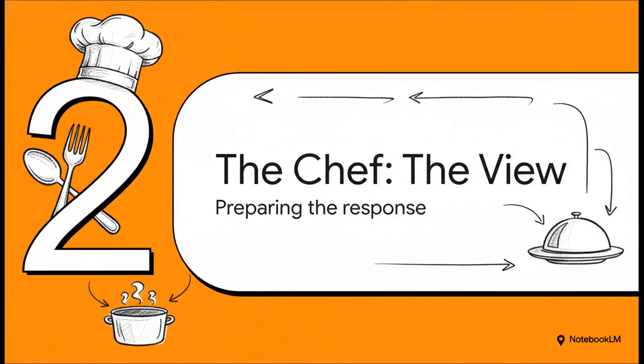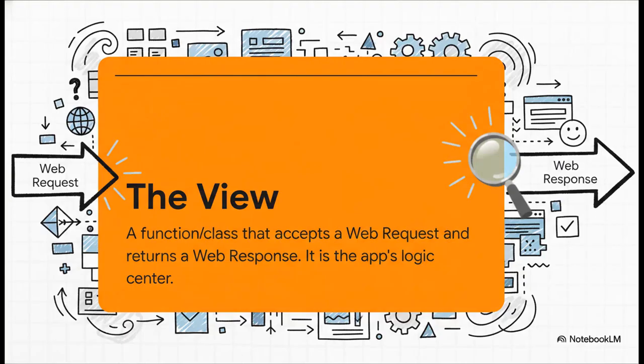We've arrived at the kitchen, and it's time to meet the chef, or as we call it, the view. The GPS has done its job, it's guided the request to the right place. Now it's all up to the chef to cook the meal. You can really think of the view as the brain of the whole application. It's just a dedicated block of code, kind of like a single recipe. In programming, we'd call this a function or a class. Its job is to take in all the details of your request and then figure out what to send back. This is where all the real work, all the heavy lifting happens.